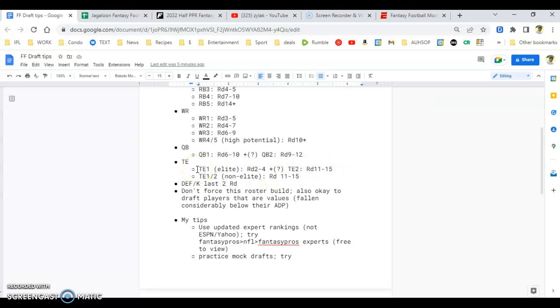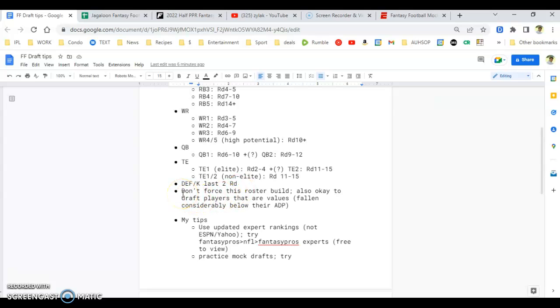Now, if in a 10 or 12 team league, only 4 people or 5 people can have an elite tight end, so you're more than likely to miss out on an elite tight end. So in that case, what you should do is draft 2 tight ends. These would be non-elite tight ends, and wait until rounds 11 to 15 to draft those. You should always draft your kicker and defense in the last 2 rounds.